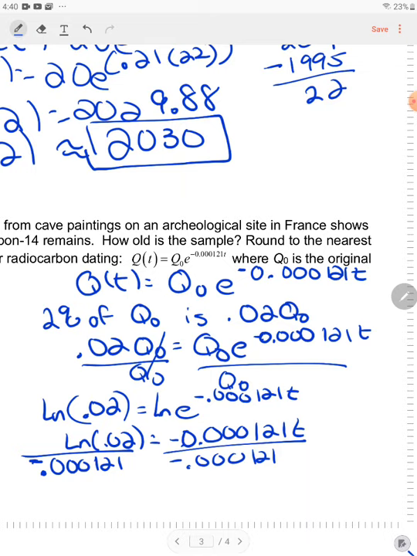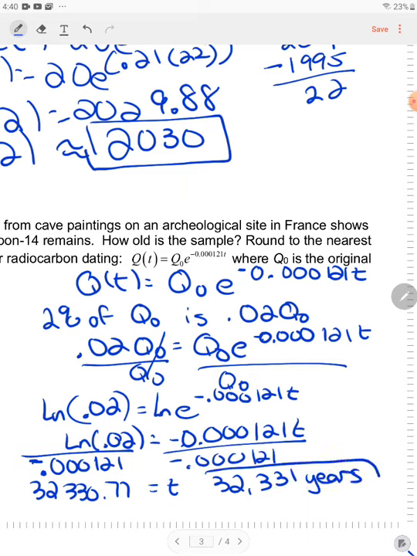Okay, and so if we do this on the graphing calculator or scientific calculator, remember to close those parentheses. Okay, so T is equal to 32,330.77. So I would say 32,331 years. It's not quite, but we're almost there.